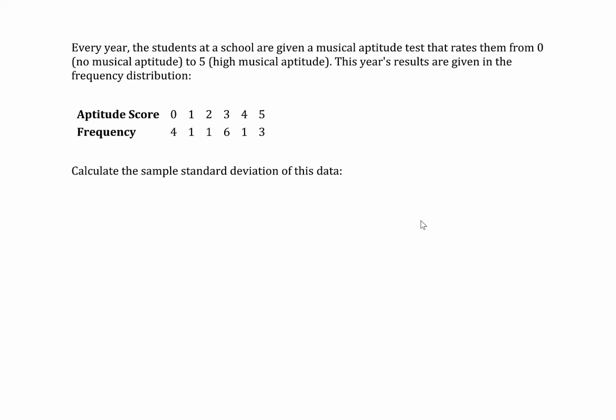Every year, the students at a school are given a musical aptitude test that rates them from 0, no musical aptitude, to 5, which is a high musical aptitude. This year's results are given in the frequency distribution.